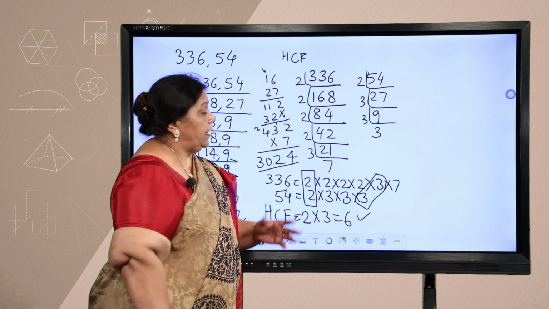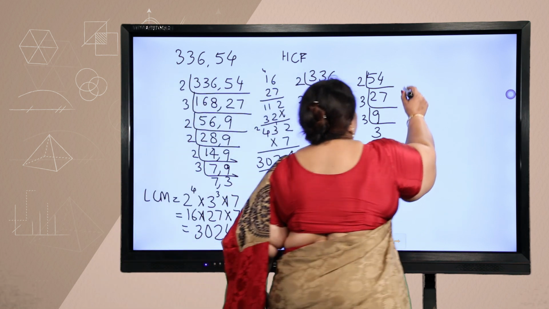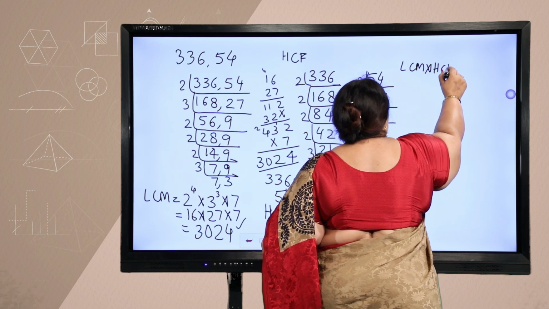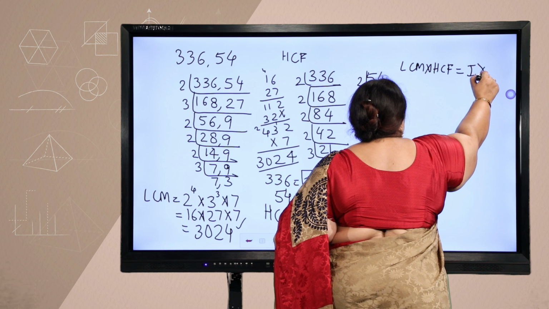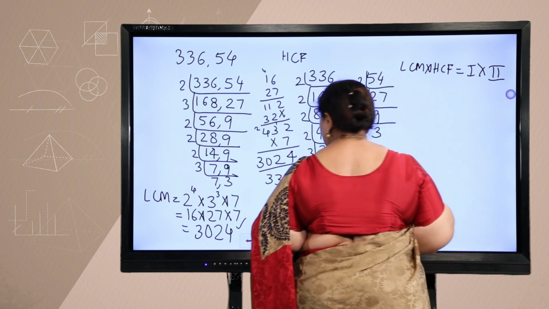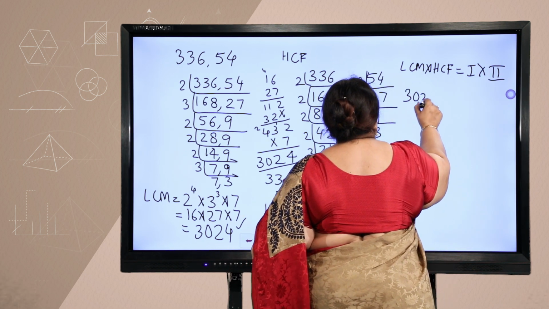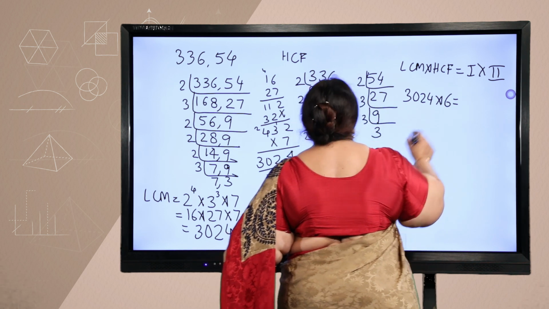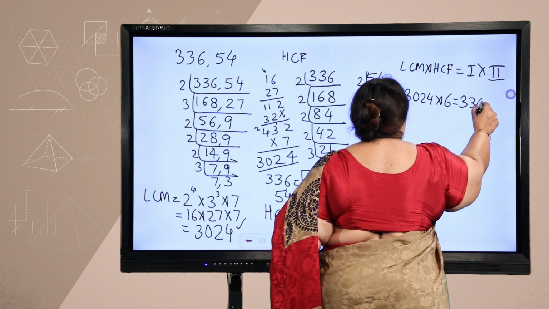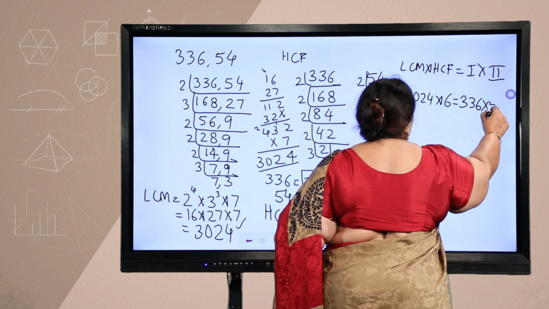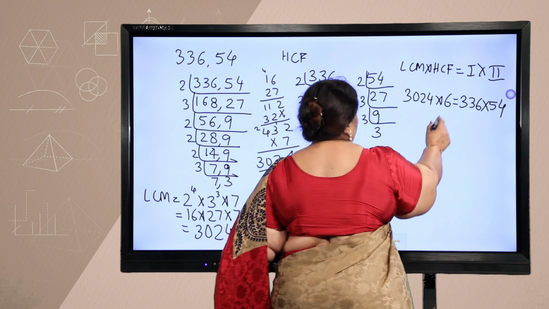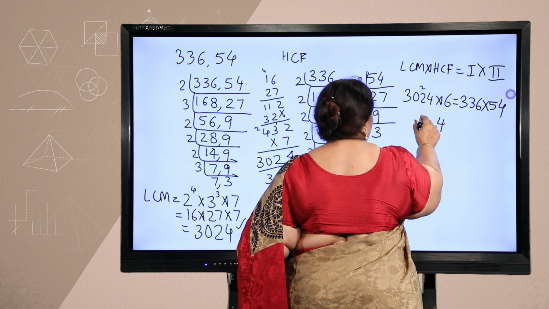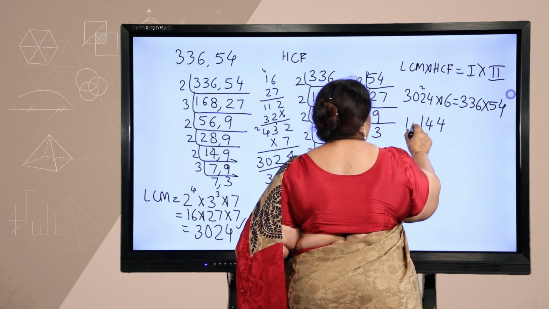Let us verify the result. What is that result? LCM into HCF is equal to product of two numbers. 3024 multiplied by 6 should be equal to 336 multiplied by 54. So, 6 4s are 24, 2 carry, 6 2s are 12 plus 2, 14 and 6 3s are 18.